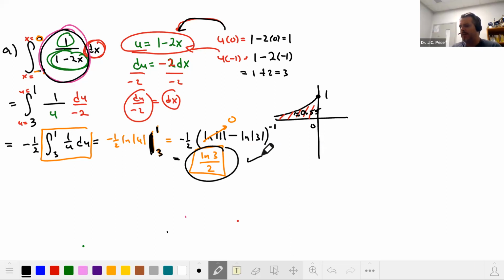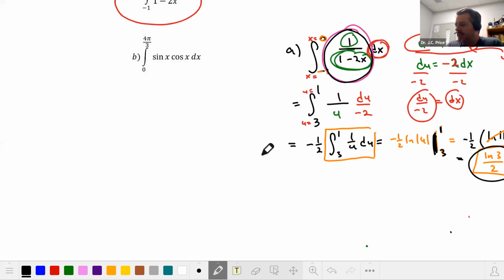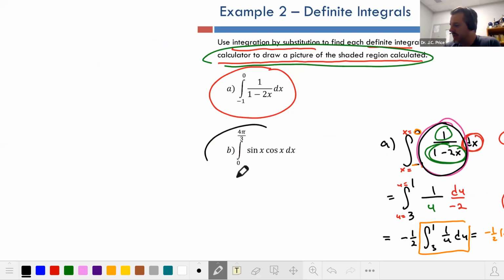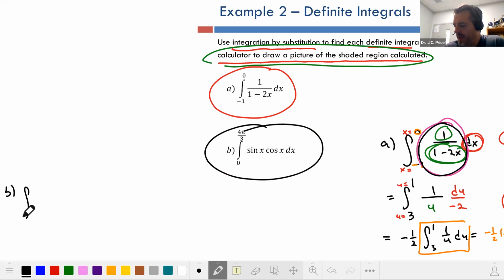I know it's right. Let's do one more of these, and then we'll be done with these types of problems. So let's do this last problem right here involving some trig stuff. Let me copy this down over here. So B, we're going to do the integral from 0 to 4 pi over 3 of sine of x and then cosine of x dx. Again, it's not one of your types, and so I'm like, well, it's probably a trig.